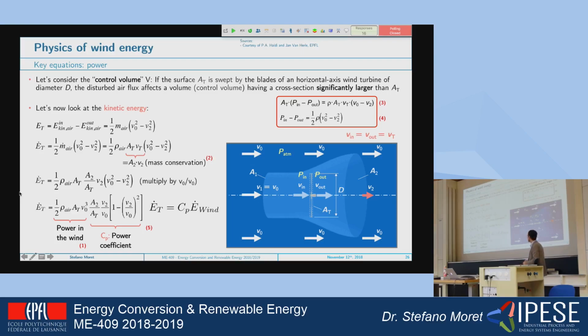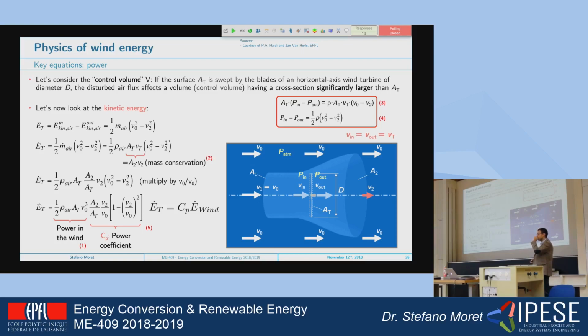Okay? So, again, this part here is the same equation we wrote at the beginning of the lecture, so it's the amount of power which is contained in the wind, multiplied by the power coefficient, which is a constant depending only on the wind speed. Okay? Do you have any questions up until here?